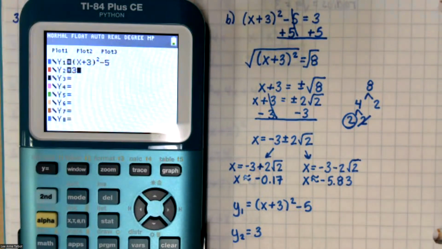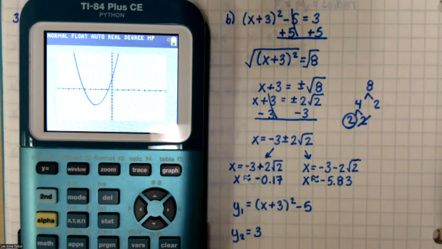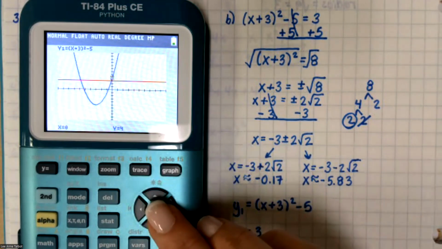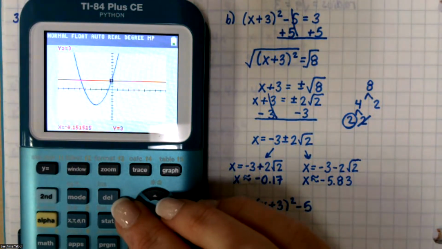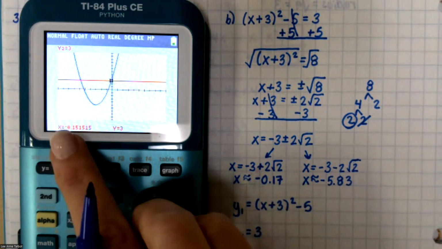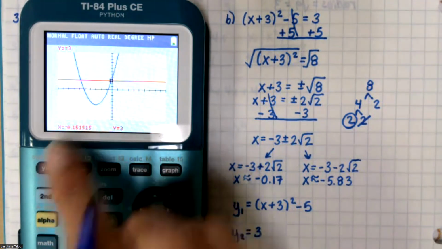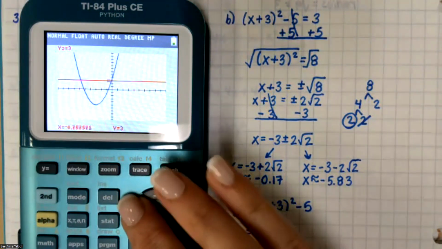How accurate am I going to be able to be here? So I got negative 0.15. I know that the graph's not perfect because I'm just hitting the trace button.